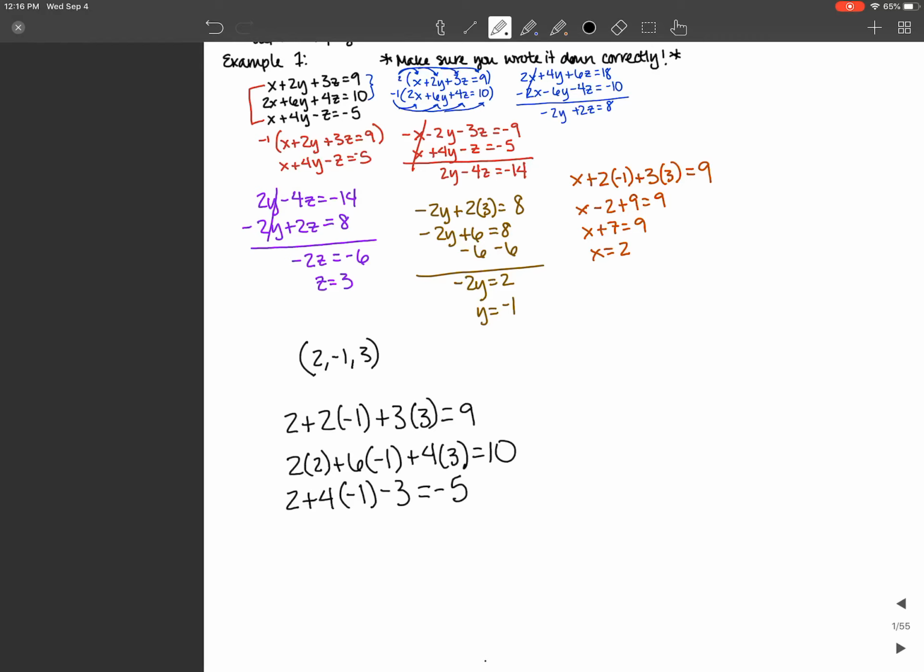It has to work in all 3. And I have done them before where it works in the first 2 and not the third. It's because I messed up. But if it works in all 3, you know you're golden.